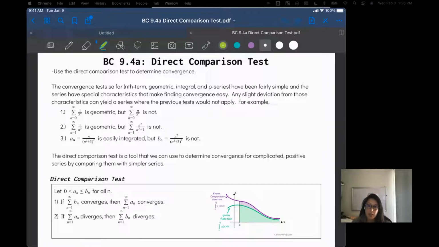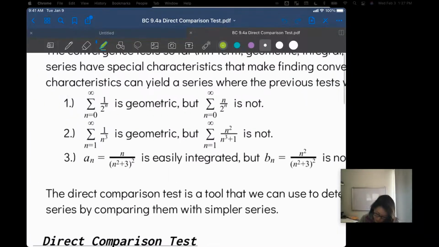So far we've seen a bunch of tests where the structure of the sequence, so a sub n, or the rule for the sequence is very specific. It's geometric or it's a p-series or whatever. But what happens when we have a series, a rule for a series, or a sub n, that is not as straightforward?